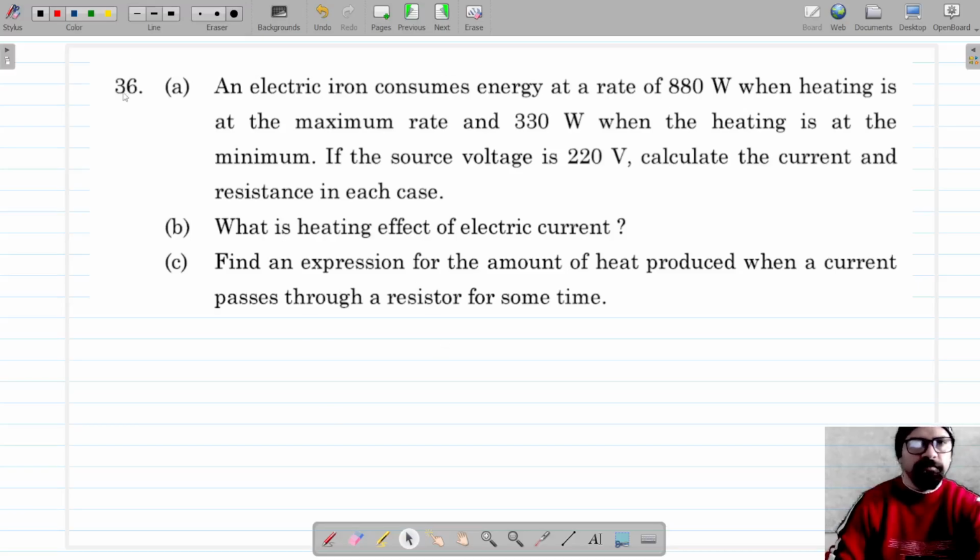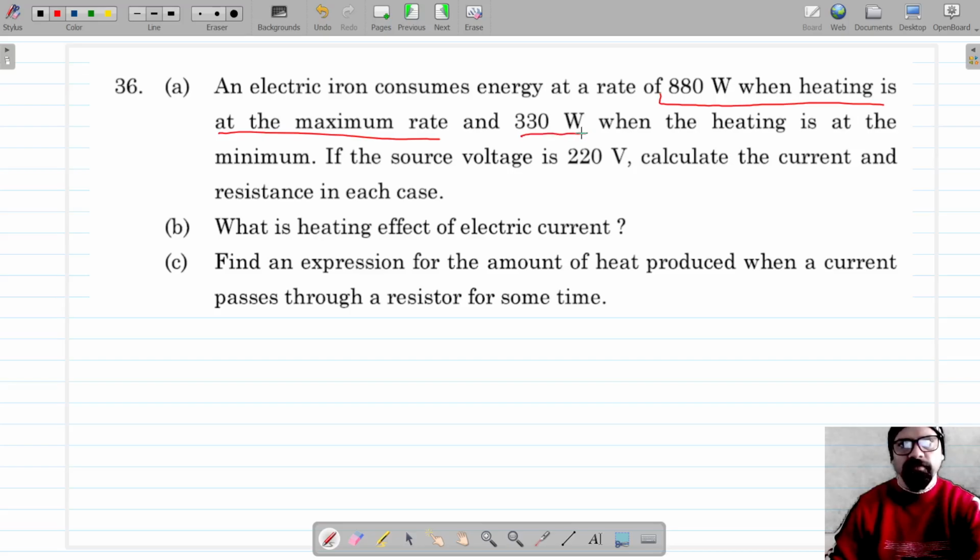For question number 36, part A, it's given that an electric iron consumes energy at a rate of 880 watt when heating is at the maximum rate, and 330 watt of energy is consumed when the heating is at the minimum. So the power is 330 watt. The source voltage is 220 volt. We have to calculate the current and resistance in each case. So let's find out the current and resistance in each case.